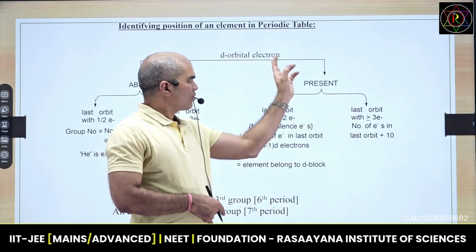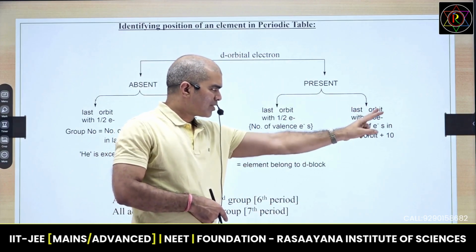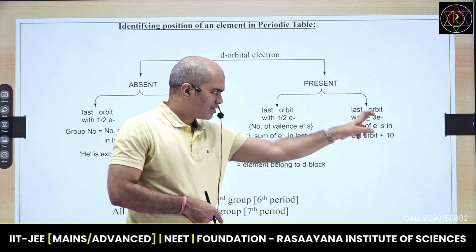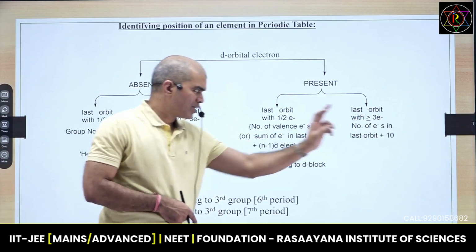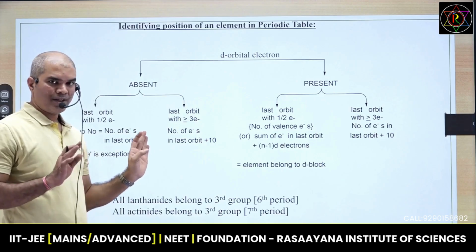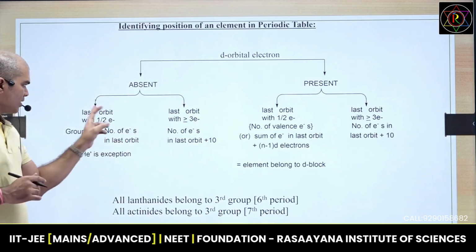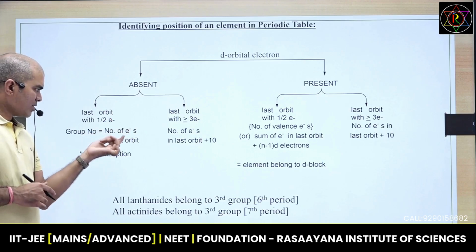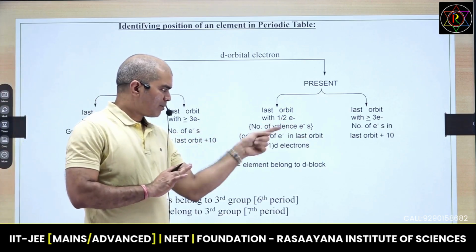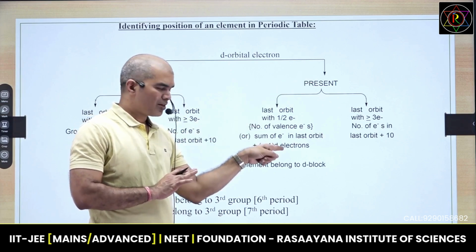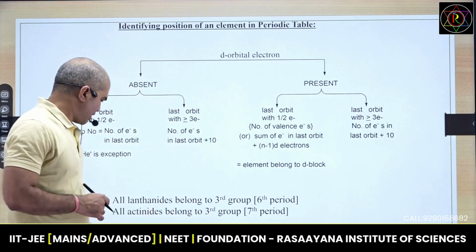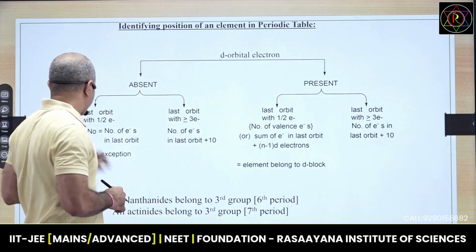So whether the d electron is absent or present, if the last orbit has greater than or equal to 3 electrons, the group number is the number of electrons in the last orbit plus 10. But if it is 1 or 2 electrons in the last orbit, then the group number is the number of electrons in the last orbit plus the number of d electrons, because it is already having d electrons. Let us understand by taking an example.